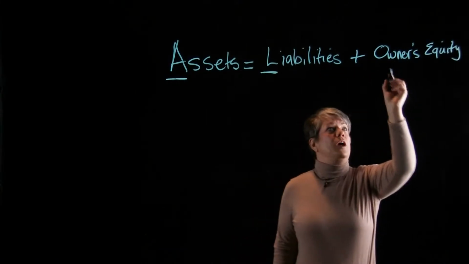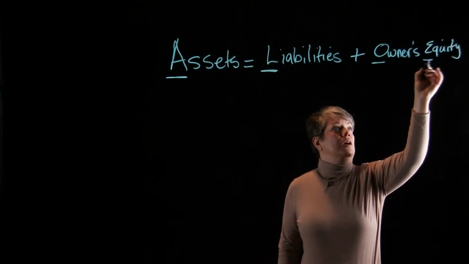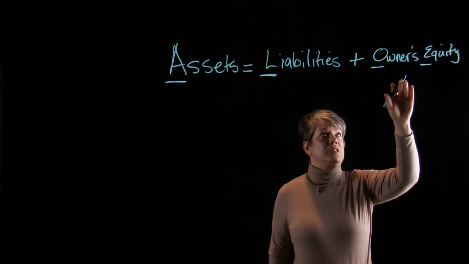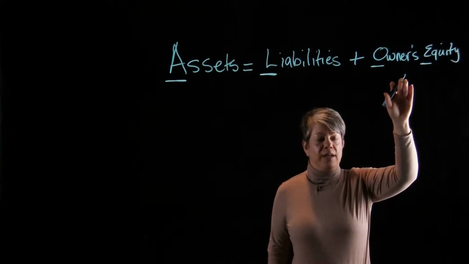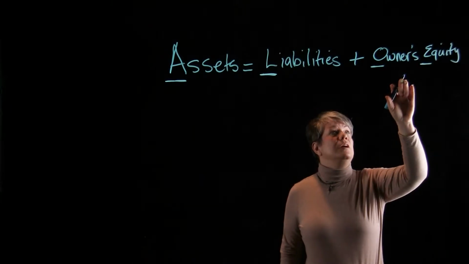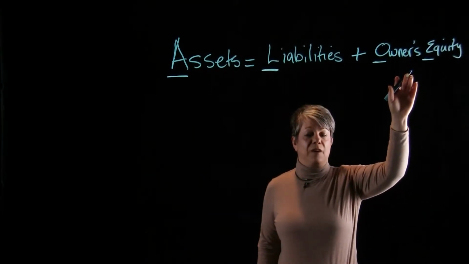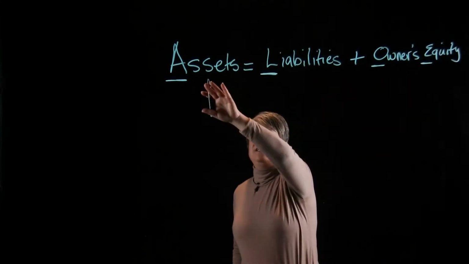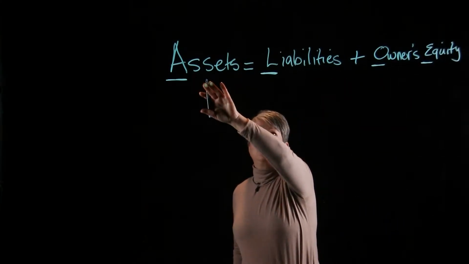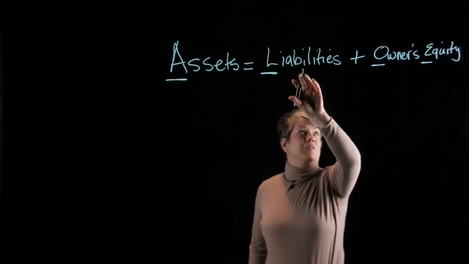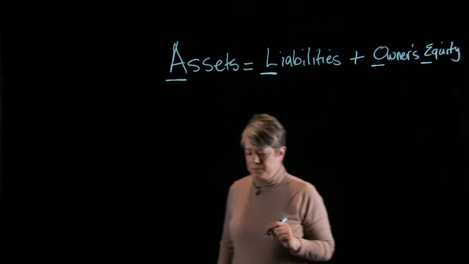Assets can also come from owner's equity. Owner's equity represents the owner's residual interest in the company. Why did I call it residual interest? It's the residual interest because it represents what's left over once I take my assets and use those assets to satisfy all of my liabilities. What's left over is owner's equity.